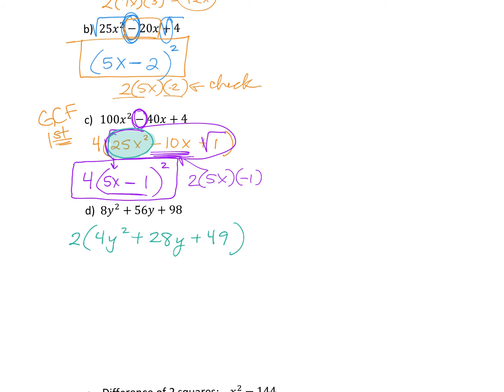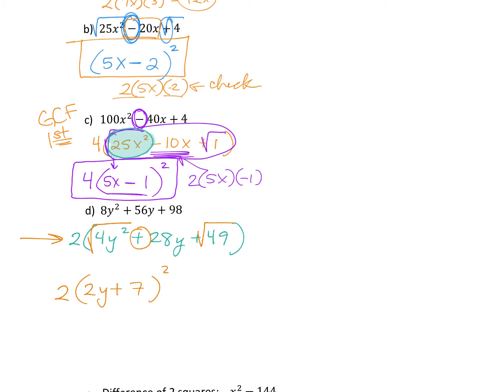Okay, so when you factor out the GCF, it should look like that. Hopefully you got that. I would right away write it like this. Is there going to be a plus or a minus in there? A plus because of this guy right here. What did you get as your first term when you square root? 2y, right? The square root of 4y squared is 2y. What'd you get as your last term? The square root of 49 is 7.